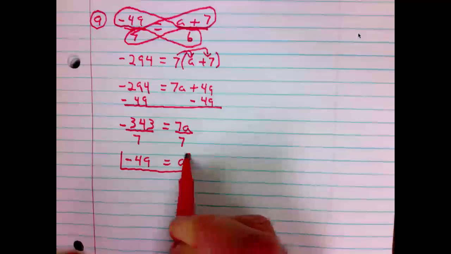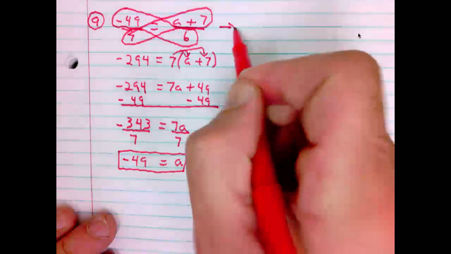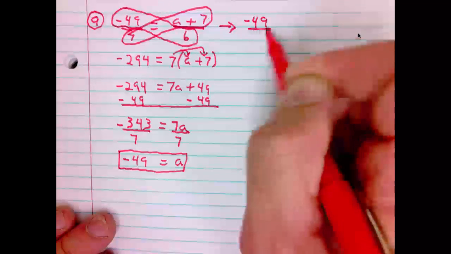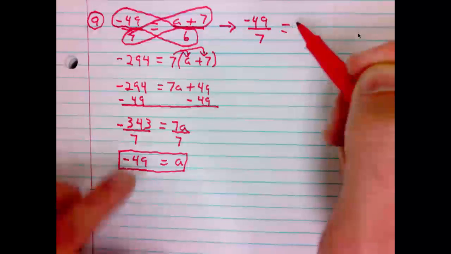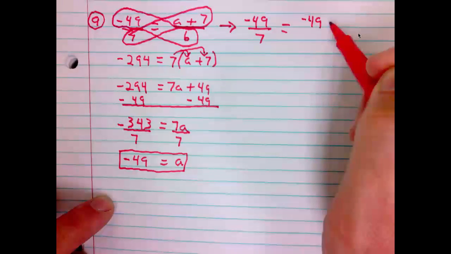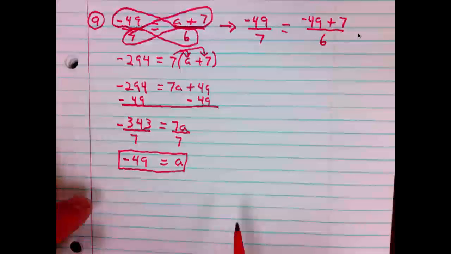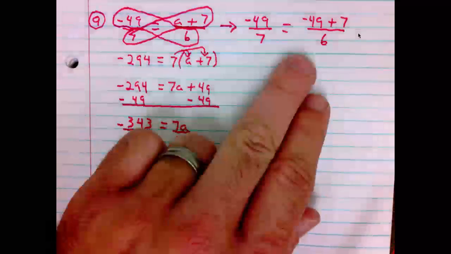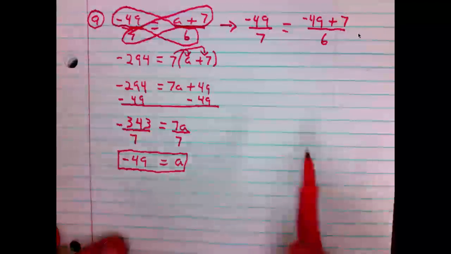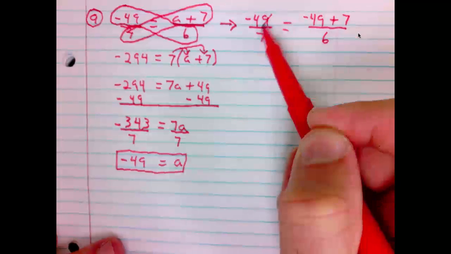We will take negative 49 and substitute it into the original equation. This becomes, left side remains the same, negative 49 divided by 7 equals, instead of a, negative 49 plus 7 divided by 6. So we can see the only difference between this statement and this statement is I have replaced a with a negative 49. Using the calculator, negative 49 divided by 7 is negative 7.